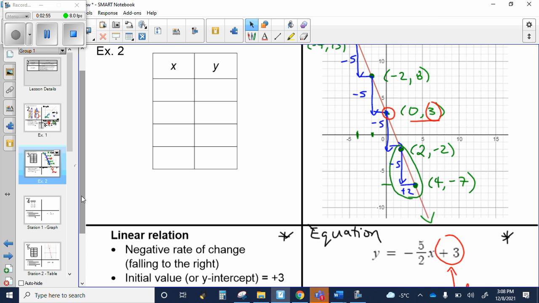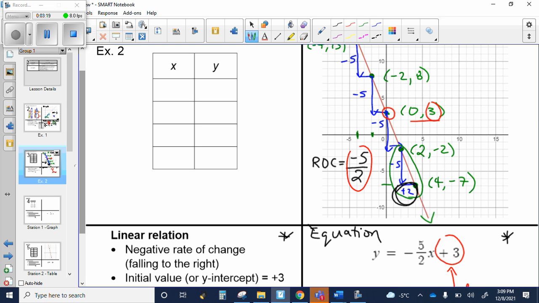So our rate of change is for every increase of 2 units in x, there's a drop, a decrease of 5 units vertically. So you can see that rate of change is right here in our equation. That's a connection between the equation and the graph. That's how you can write the equation from the graph. So good information to know.